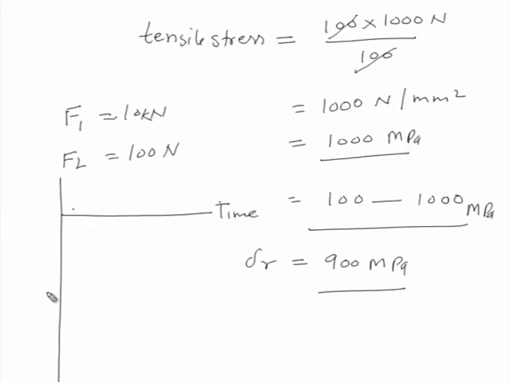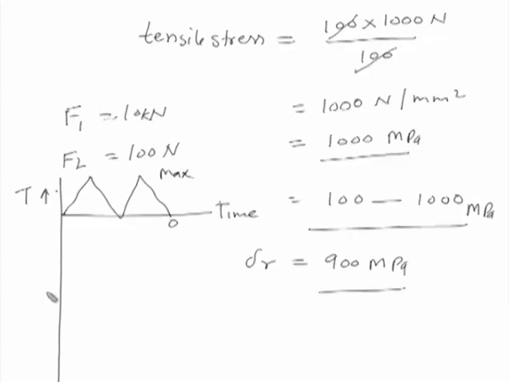So say the load fluctuation is simply increasing gradually to the peak value, then coming down to zero, then increasing to the peak value, then coming to zero. So here load fluctuation is from zero to some maximum value. In this case, if the load is tensile above this line and compressive below this line, we can say that the load is tensile in nature, varying from zero to maximum value.